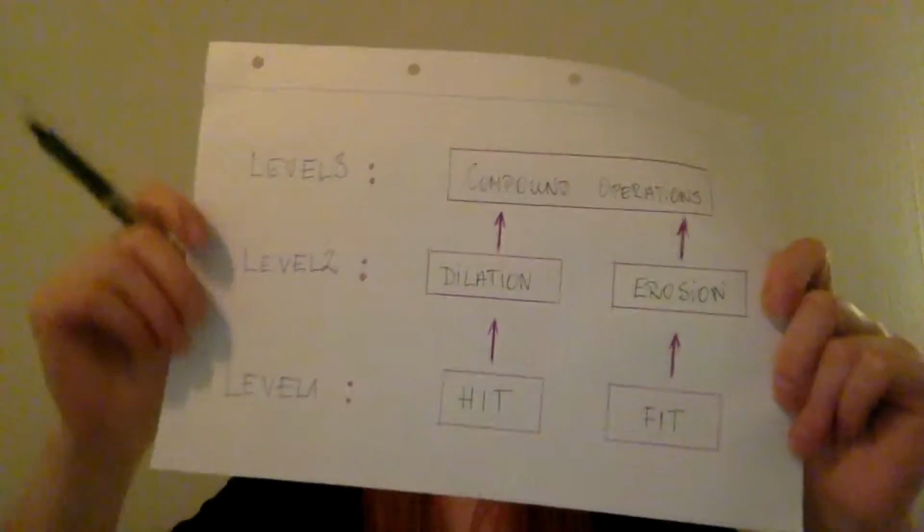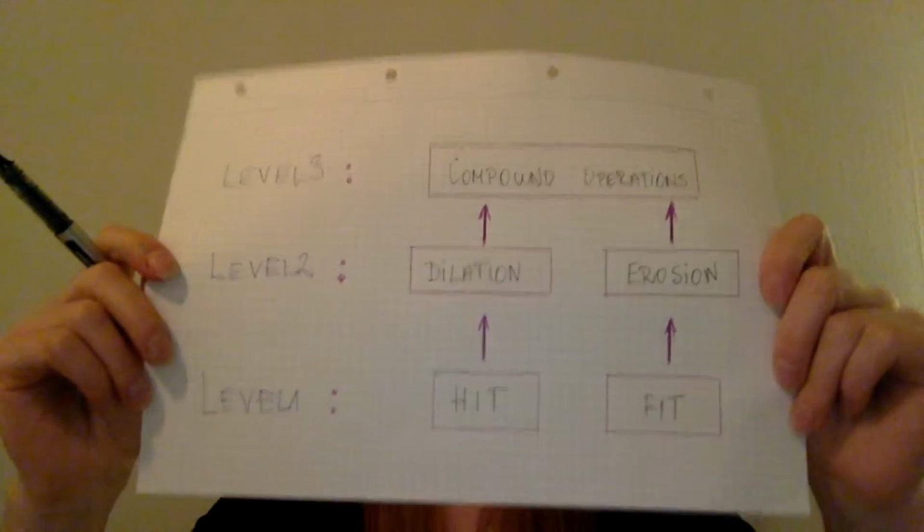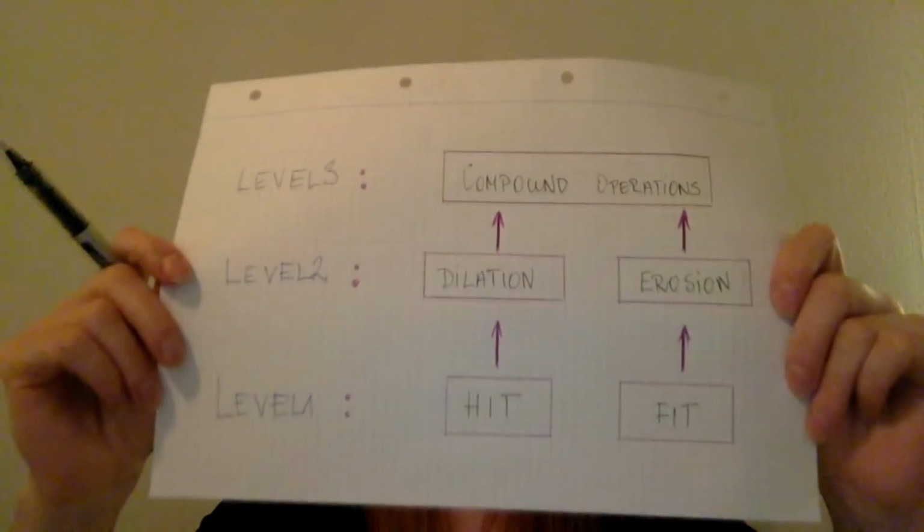Morphology operates like neighborhood processing, applying a kernel to each input pixel, and the kernel is called the structuring element. Morphology consists of three levels of operations. Level 1 is where we apply a kernel and we either hit or fit. What that means I will explain in a second.